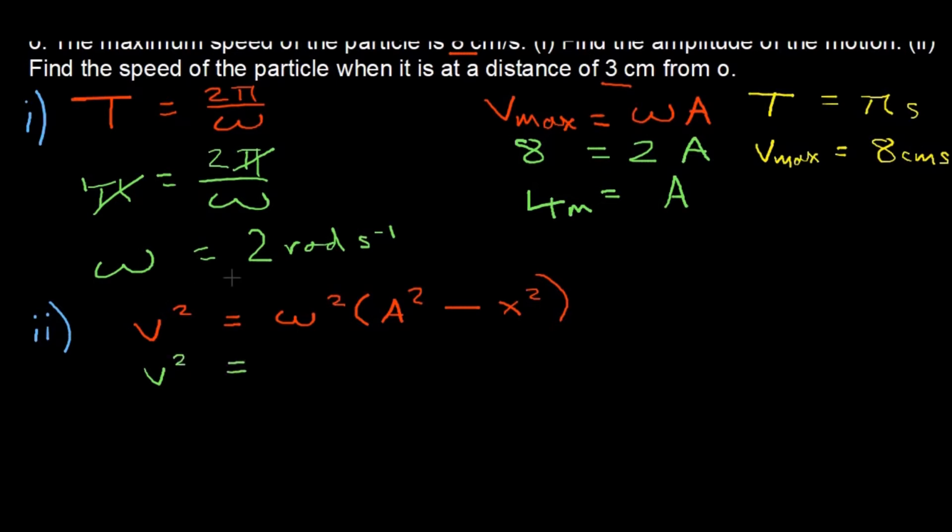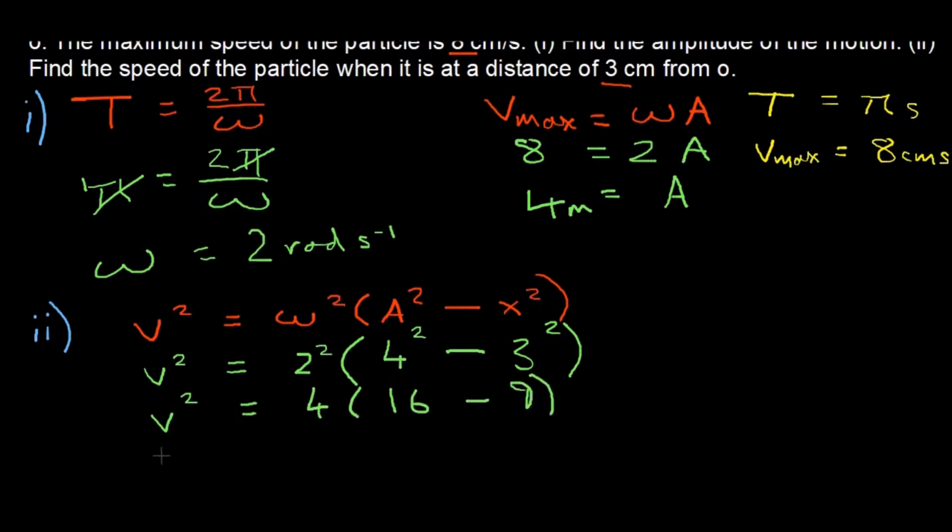So v squared is equal to omega squared, omega is 2, so I'll write 2 squared. The amplitude, which we found here, is 4, so 4 squared minus the position squared, x squared. They've told us that it's at a distance of 3 centimeters from O, so 3 squared. So you get v squared is equal to 4 times (16 minus 9). So v squared is equal to 4 times 7, and 7 times 4 is 28.